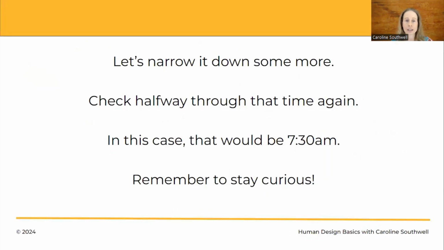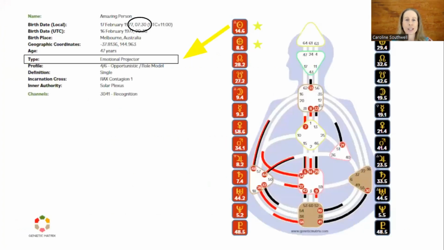So let's narrow it down some more. Let's check halfway through that time again. And this is what you're going to do. You're going to go halfway through that time. In this case, it would be 7:30 a.m. Doesn't need to be a problem. Just stay curious. So at 7:30 a.m., this person is an emotional projector. Again, projectors and manifesting generators are very different creatures.